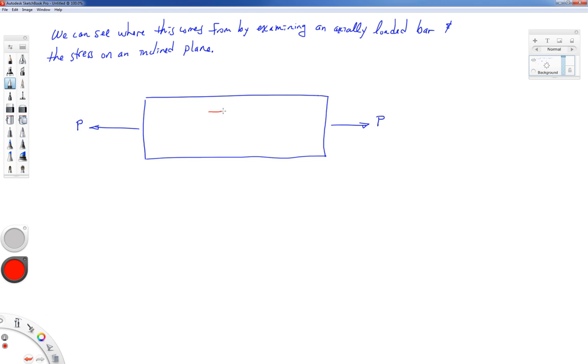And I'm going to align the square with the sides of the bar like this. And inside of that, I'm going to draw another square, but one that's tilted at a 45-degree angle. I'm going to draw this square on the material before the load is applied so that all these angles are nice and square right angles. The dimensions of this are perfectly square.